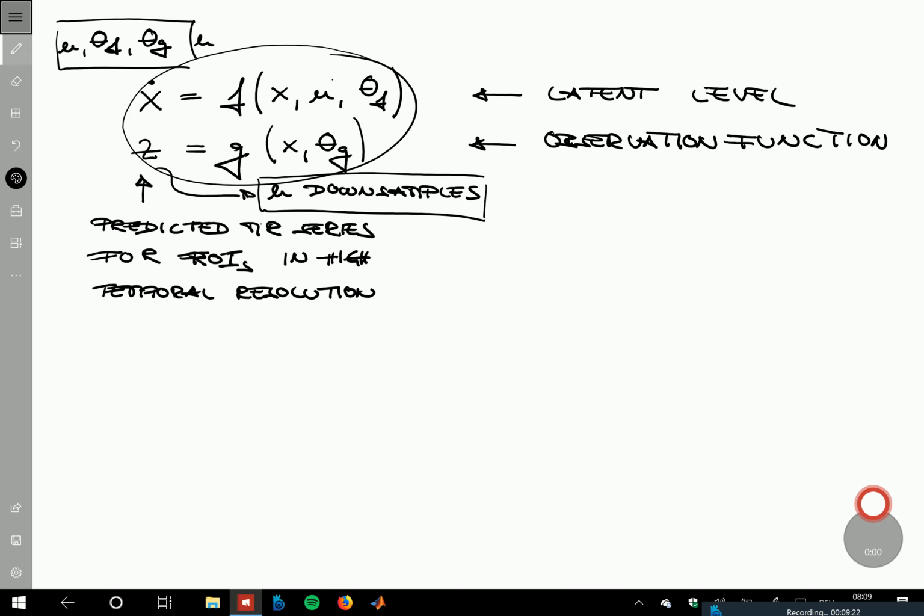So in a way, these two-level models, where the latent level is defined in terms of a differential equation, and then there's an observation function, here the g function, that takes the latent stuff and maps it to the observable level. In general, these models are also called state space models.